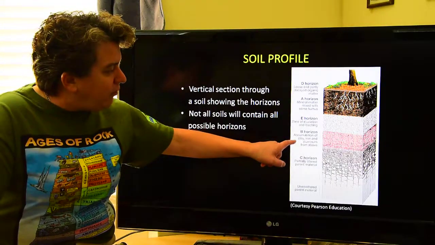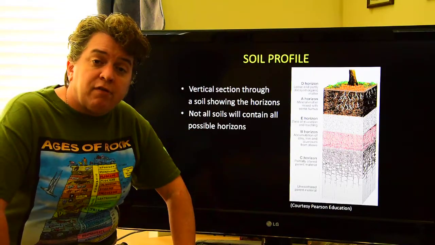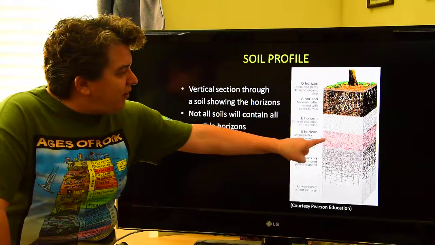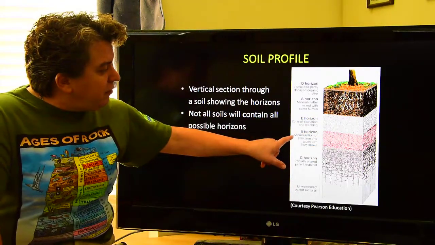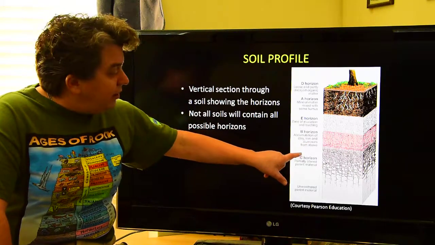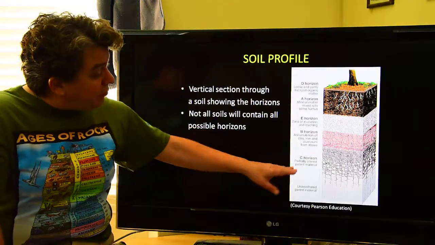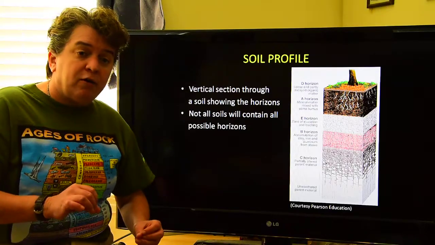Not that far down. Once we get to the B horizon, also known as the zone of accumulation, we find all this stuff that's being removed from above: the accumulation of clay, iron, aluminum, and other materials. Below the B horizon, we get the C horizon, which is partially altered parent material.